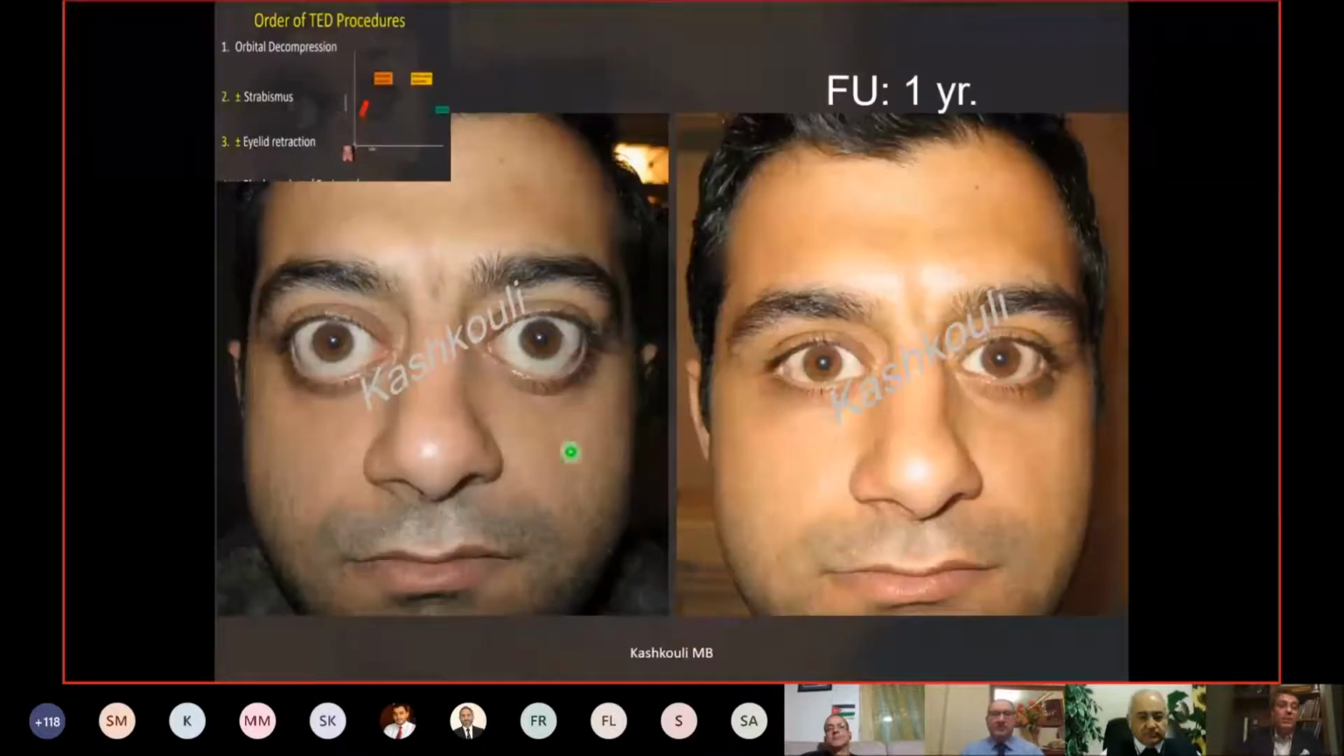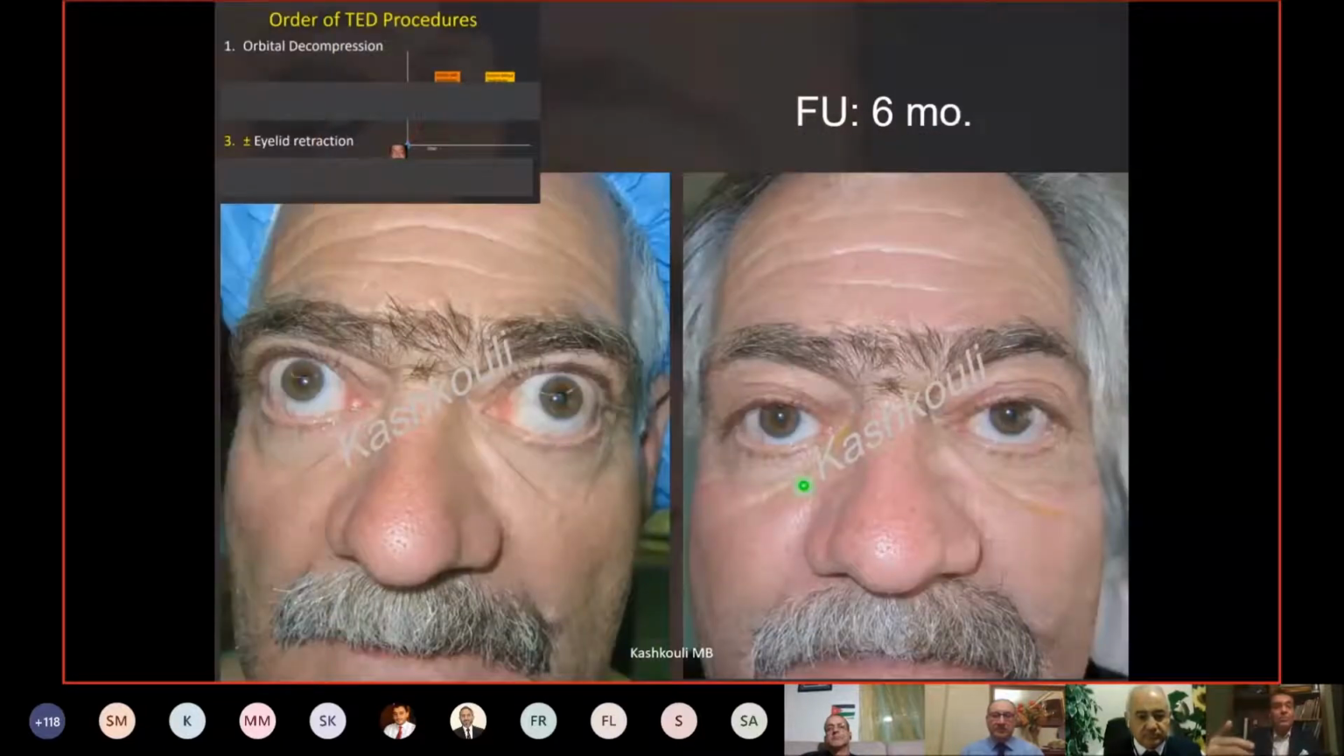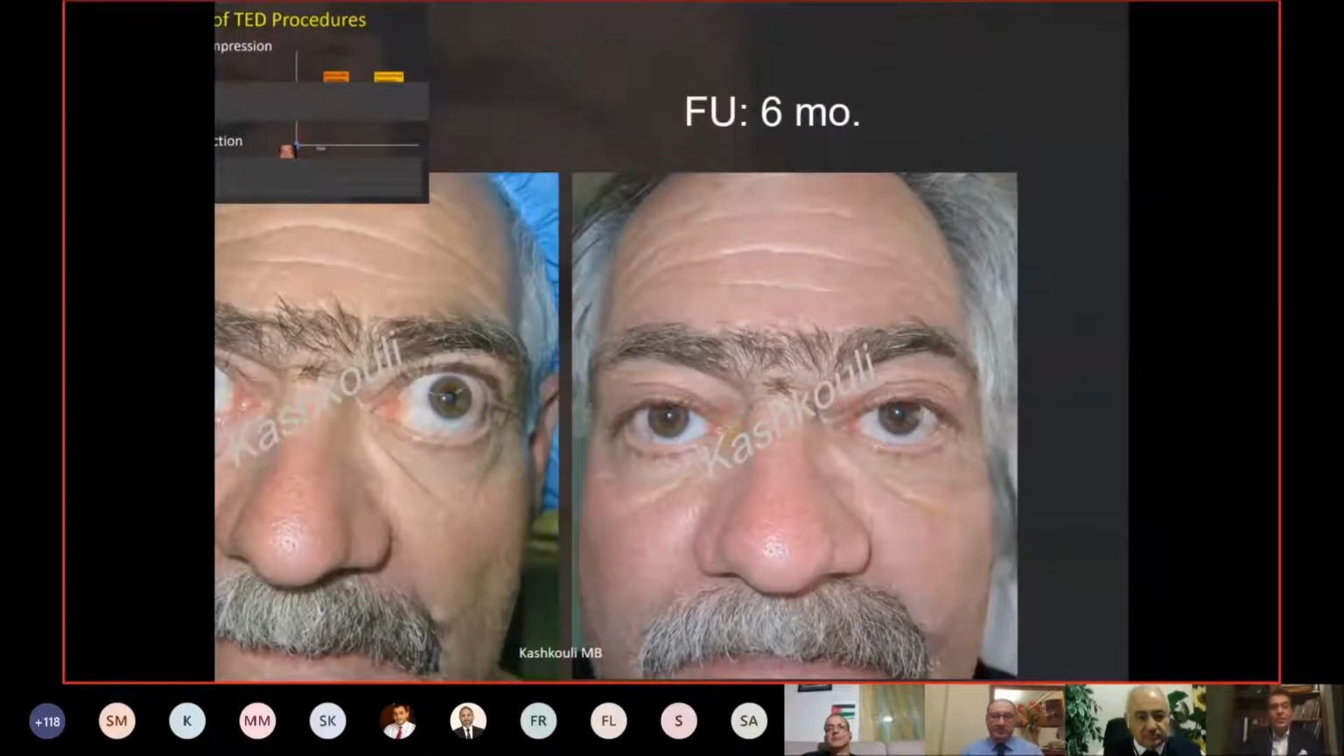Here, he was lucky, I was lucky, we did all these 3 procedures of decompression, strabismus, and lid retraction, and this is a year after the procedure. Hopefully, he and I are happy with that result. But this is not always true, because sometimes you don't need to go through all the procedures. Just 1 or 2 procedures will do the job. Here, orbital decompression and then eyelid retraction were performed for this patient.